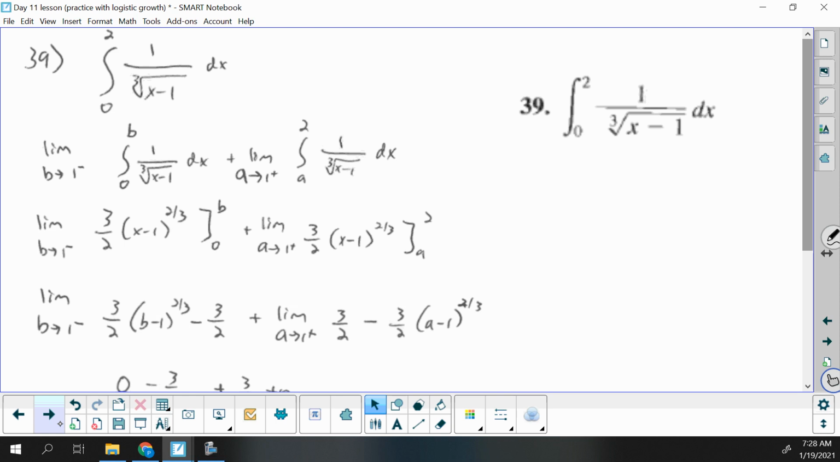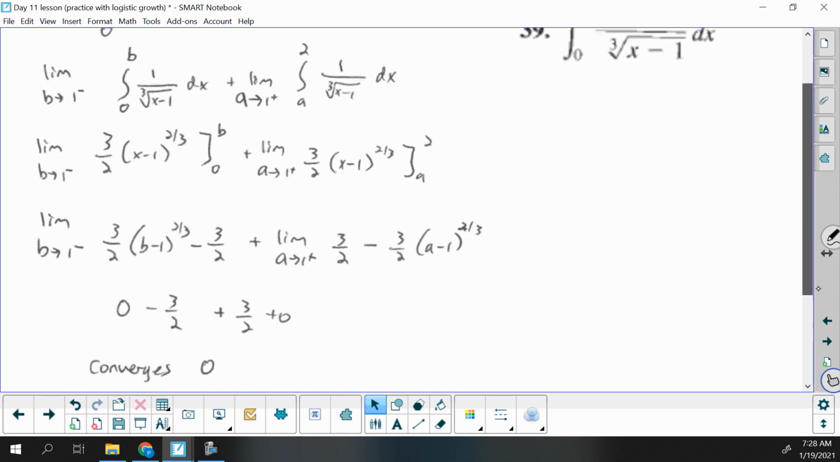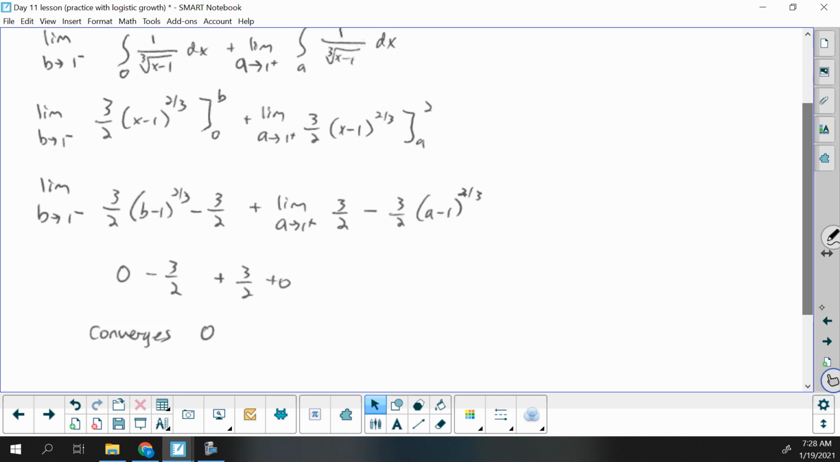For 39, 1 is an issue. It's in the middle of our interval, so we got to split it into 2 parts. The antiderivative there is hopefully pretty straightforward. When you fill in for b, direct substitution works. So you end up getting -3/2 plus 3/2, so it converges to 0.